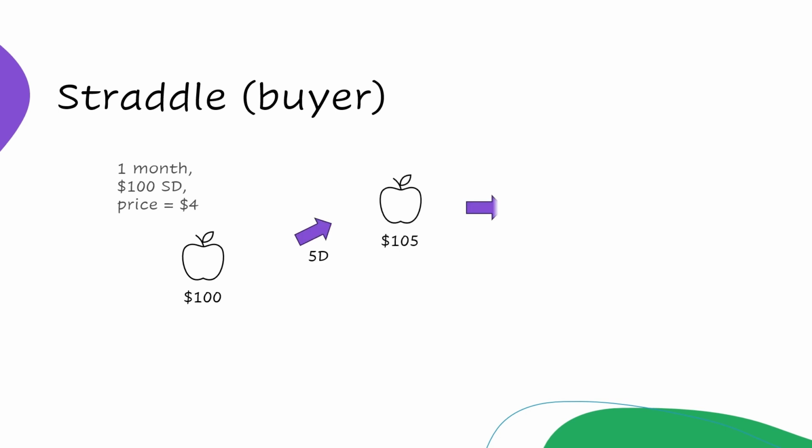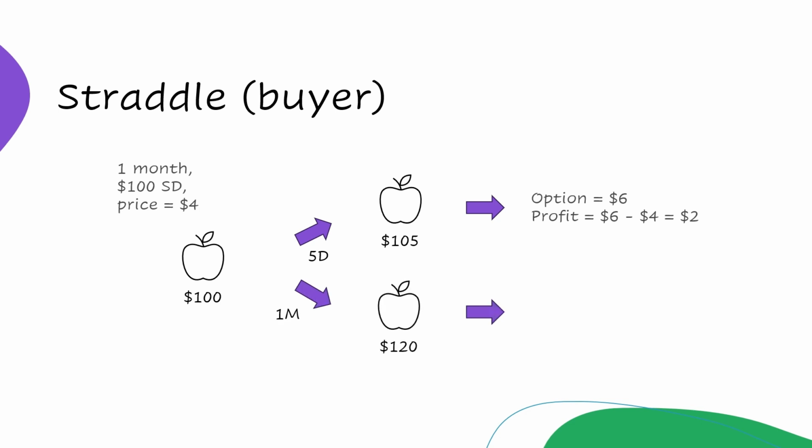Here's an example. Assume a trader buys a 1 month, $100 straddle on Apple with premium $4. Apple is at $100 now. In 5 days, if Apple goes up to $105, then the straddle premium could go up to $6. The trader can choose to unwind the straddle and pocket the $2 profit. If the trader chooses to sit with the straddle until maturity and Apple goes up to $120 after 1 month, then the payoff of the straddle will be the deviation of Apple spot versus the strike, which is $20. The profit will then be the $20 payoff minus the $4 premium, which is $16.